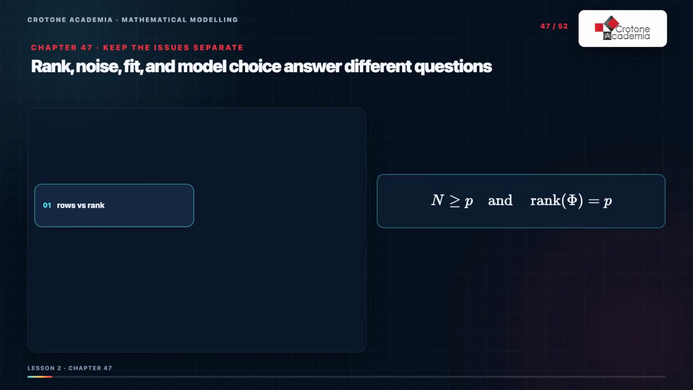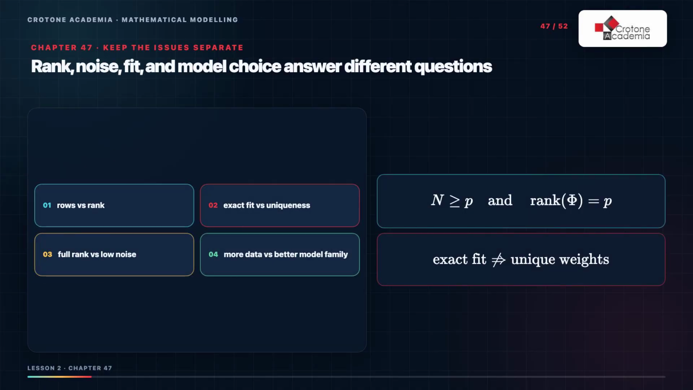Several distinctions prevent common mistakes. N counts observations, while rank counts independent information. An exact prediction vector can exist even when several parameter vectors produce it. Full rank tells us effects are distinguishable. It does not tell us observations are noise-free. Noiseless data can still be rank deficient. Noisy data can have a full rank design. More observations can stabilize evidence, but cannot make an unsuitable family represent a fundamentally different pattern. Model choice and parameter estimation remain separate decisions.